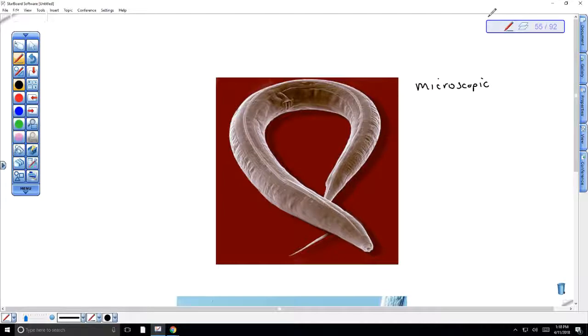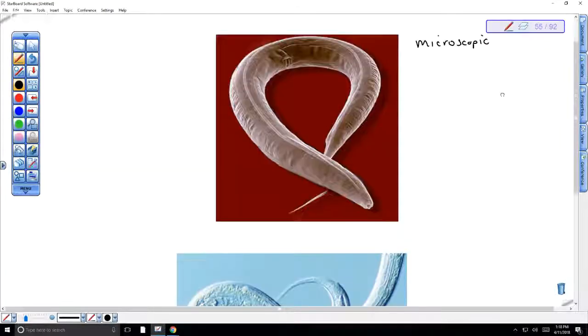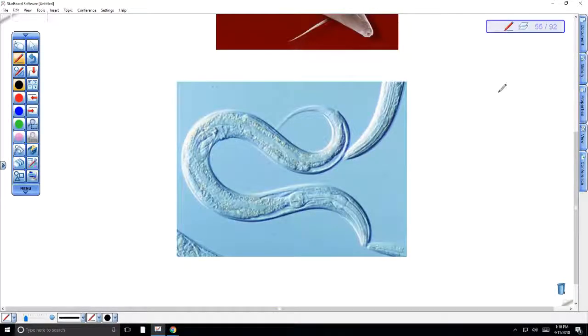Microscopic. And so when we look at them underneath a light microscope, they look something like this. So this would be C. elegans. Notice how they're transparent and they have essentially all of the different tissues that we have. And so they have been very useful in studying tissue development and how the animals develop.